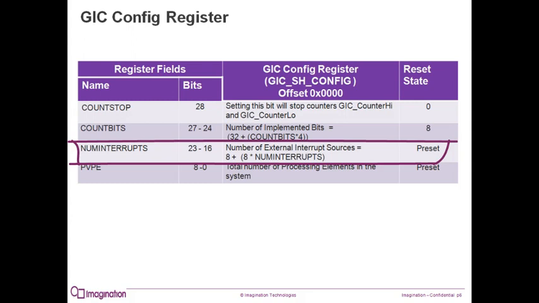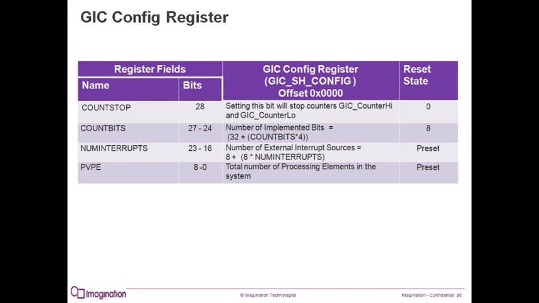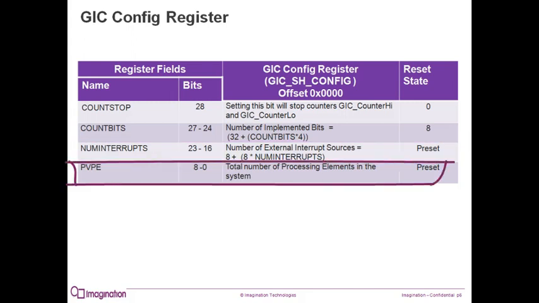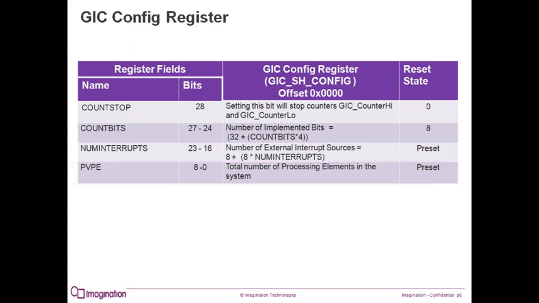The boot code will use the num interrupts field to determine how many external interrupt sources there are. Interrupt sources are configured in the core in groups of 8. This field tells you how many groups of 8 plus 1 the core has. 0 would indicate one group of 8, 1 would indicate two groups of 8, and so on. PVPE tells you how many processing elements there are in the system.